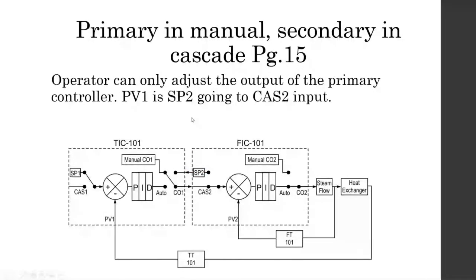Okay, primary and manual, secondary and cascade. In this application, the operator can only adjust the output of the primary controller. PV1 is going to be set point 2, going to the CAS2 input. Again, this is a diagram here. This is painful, I agree, but hopefully when you read through it in the ILM, it makes a little bit more sense to you. Here you can see I can make my adjustment here in manual.